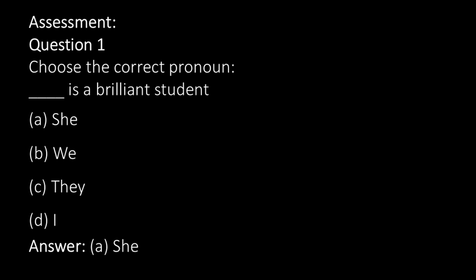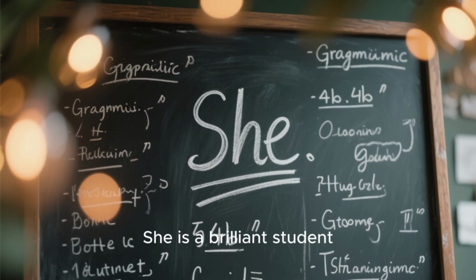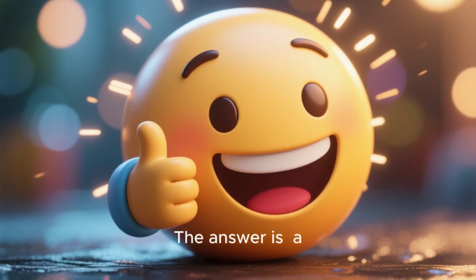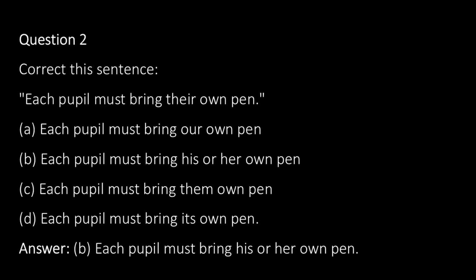The verb is singular, so we need a singular pronoun. We and they are plural. I would be, I am a brilliant student. So, the best fit here is she. She is a brilliant student. The answer is A. Fantastic job if you got that right.